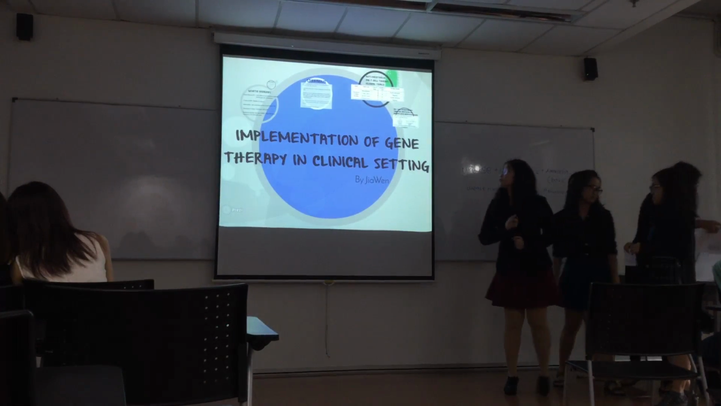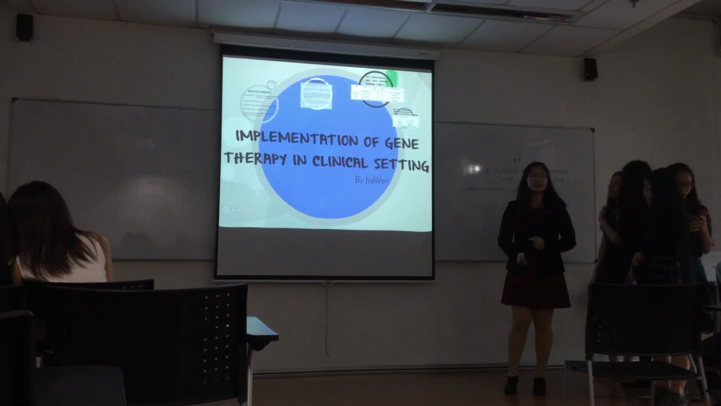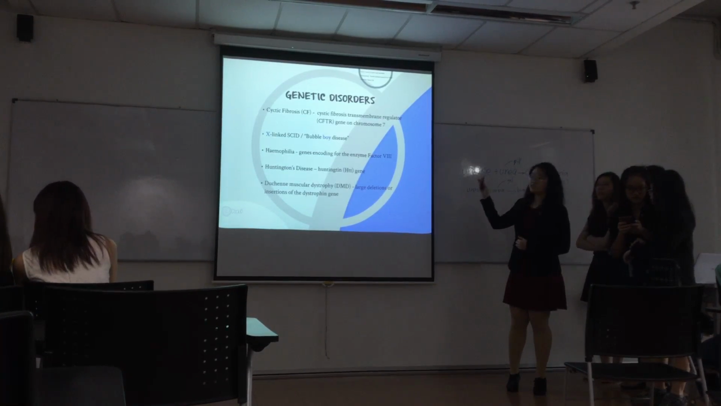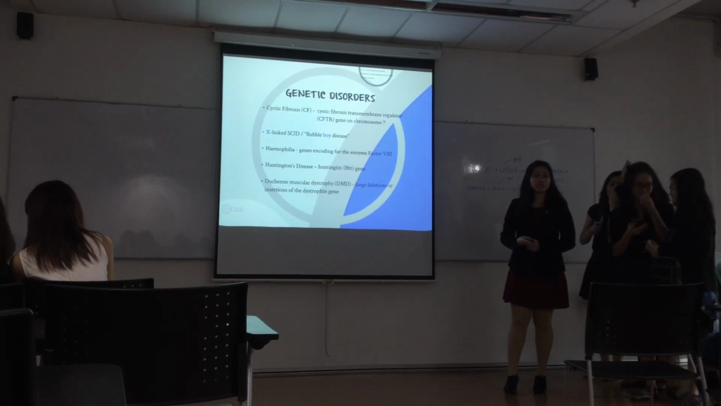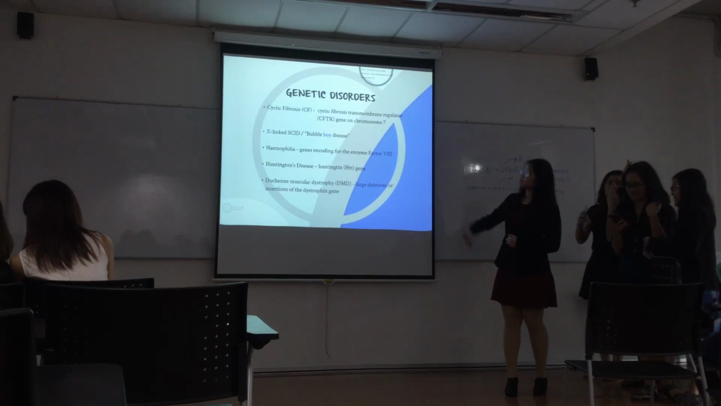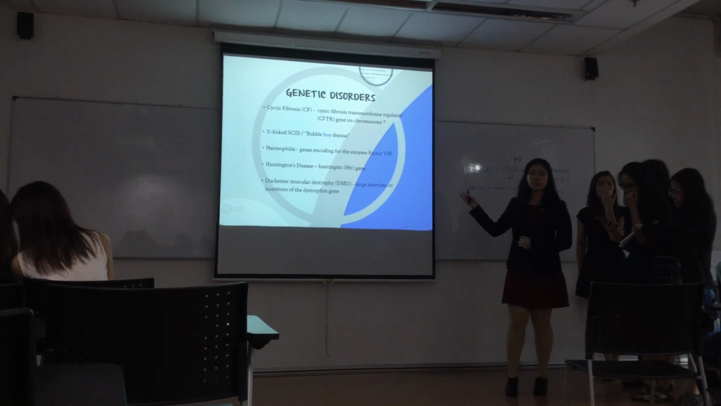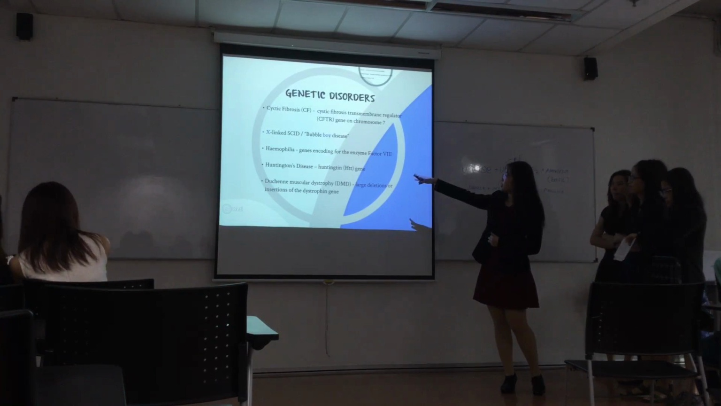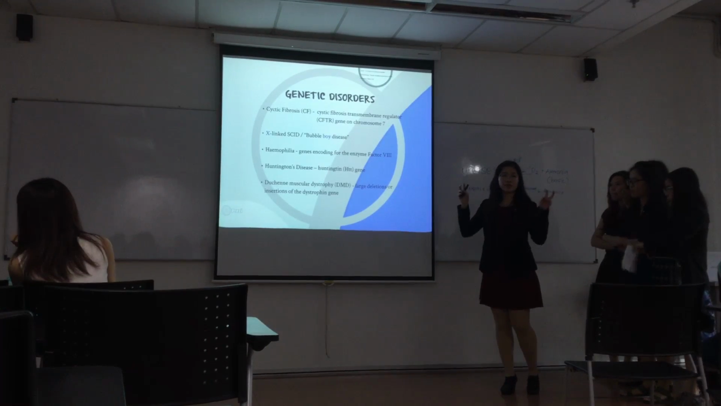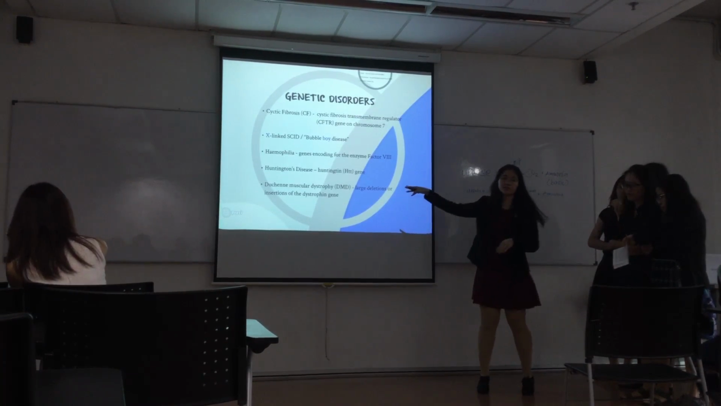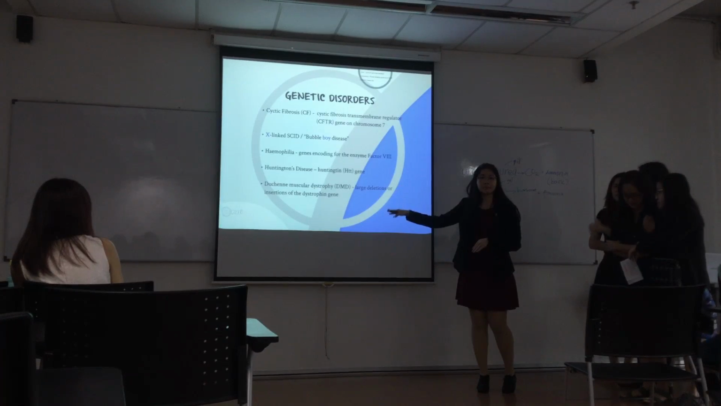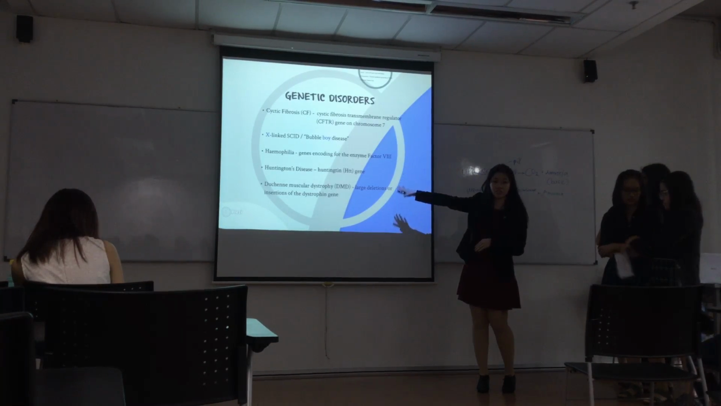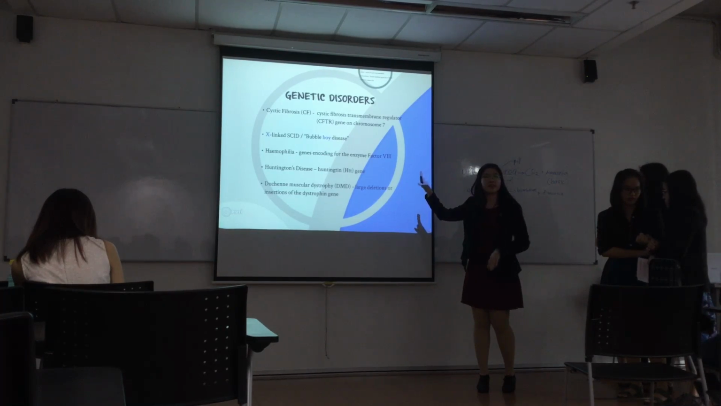Okay, so I'm Jawan. I'll talk about implementation of gene therapy in clinical setting. It can be used to treat genetic disorders, mostly single gene mutations. For example, cystic fibrosis, where there is a mutation on the CFTR gene on chromosome 7, and X-linked SCID, bubble boy disease, because SCID stands for severe combined immunodeficiency. The child has immunodeficiency, and their immune system is very weak.